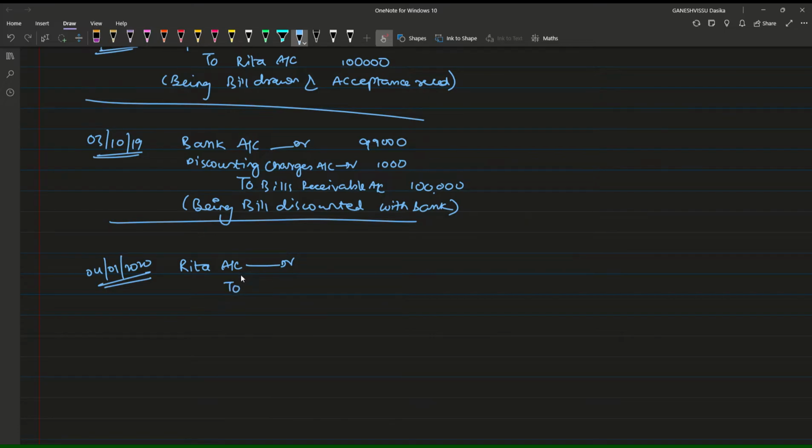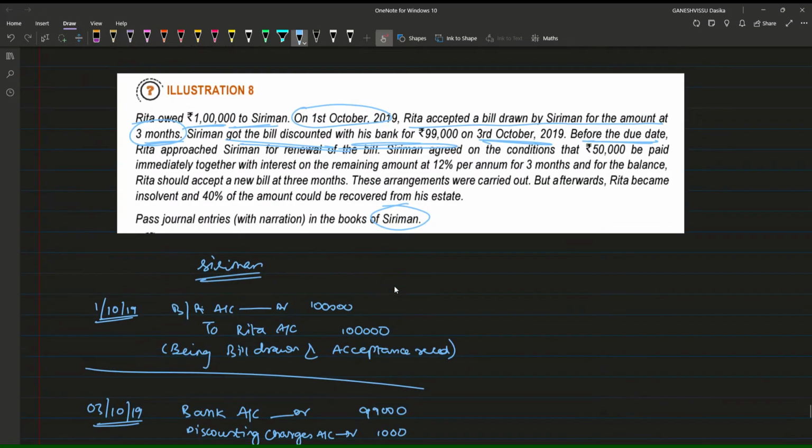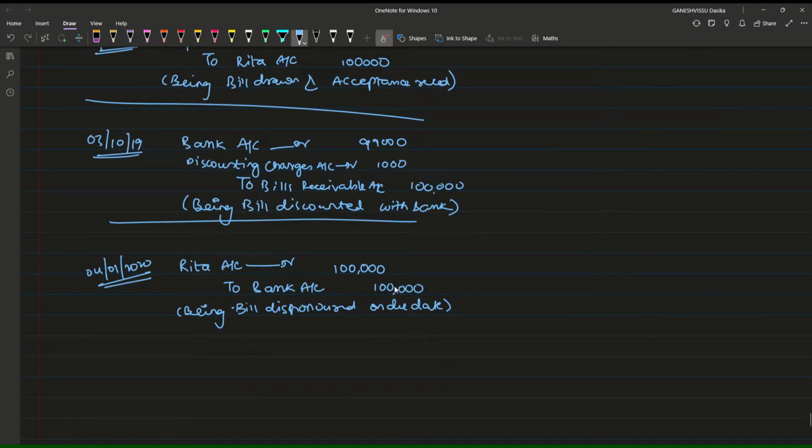and we need to make the bank our creditor, to bank account. Being bill dishonoured on due date. Okay, for how much? For 1 lakh rupees. For 1 lakh rupees we are going to make Rita our debtor again, and we are going to make the bank a creditor. So bank account I have written.